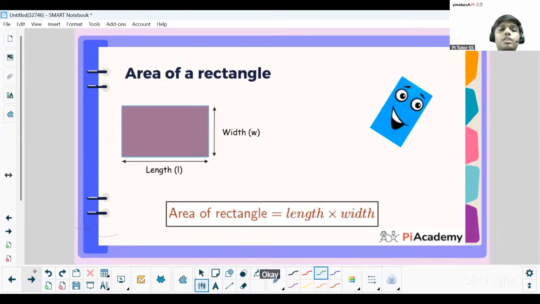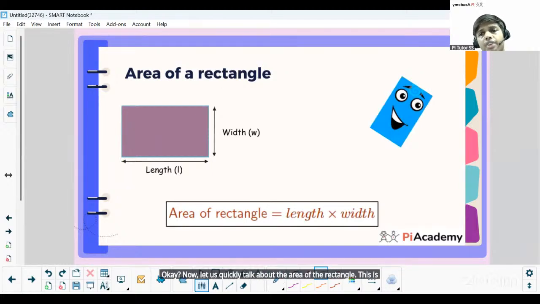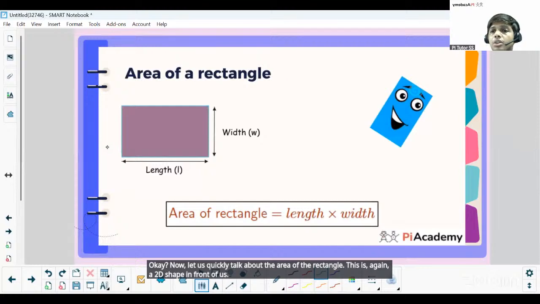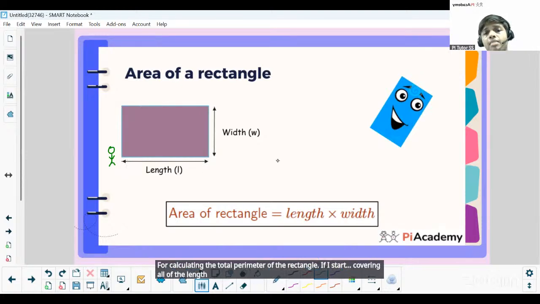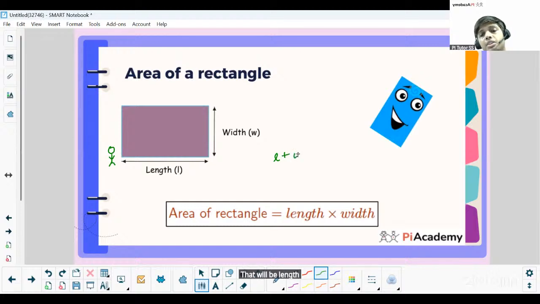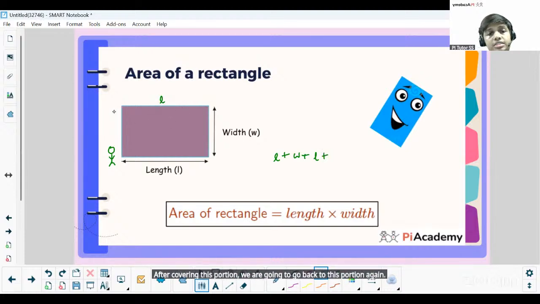Now, let us quickly talk about the rectangle. This is again a 2D shape in front of us. For calculating the total perimeter of the rectangle, if I start covering all of the length of the boundary here, that will be length added with width, added with length again, because after covering this portion, we are going to go back to this portion again. And after this, we have to reach back to the starting point.